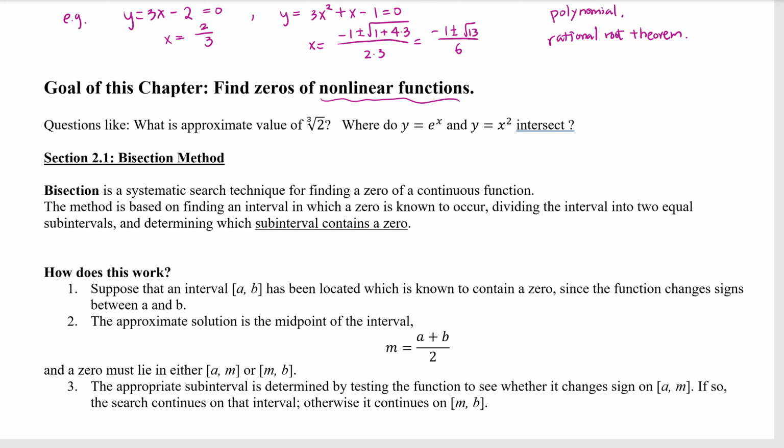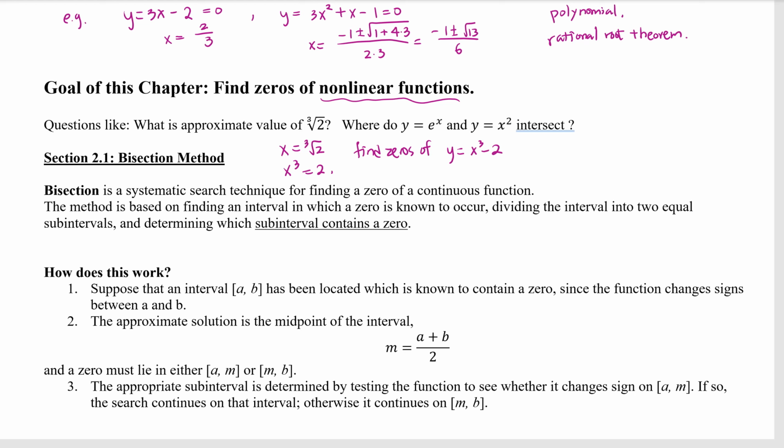Okay? So we see questions like, what is the approximate value of the cube root of 2? Well, this is the same as, let's say x is the cube root of 2, which is the same as x cubed equals 2, which is the same as finding the zeros of the function y equals x cubed minus 2, right?